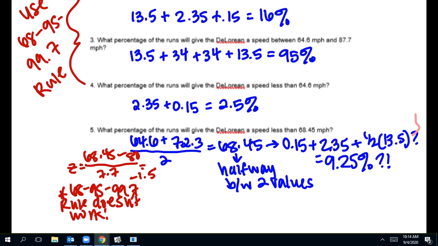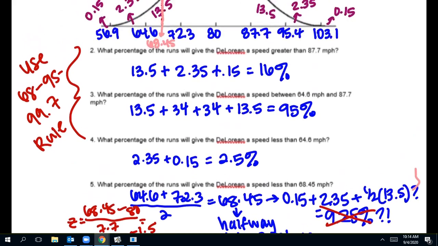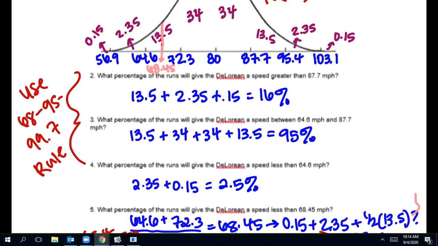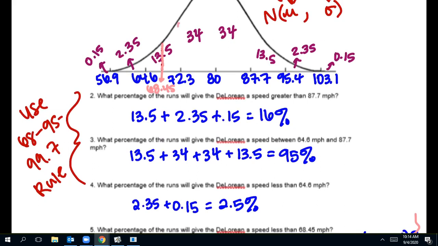I want you to cross out your answer if you put 9.25. That is not correct. Because let's look up here at this. So here we have our value. I'm going to use a different color. You don't need to write all this down. But here's this and here's this. So 68.45 is right in the middle of that. And this area right here is not equal to this area right there. Those are not equal to each other.